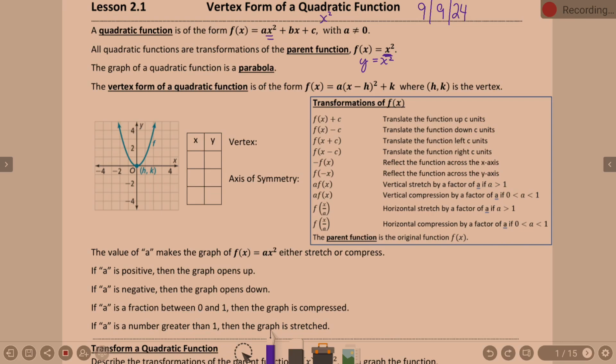And then what we are specifically going to be looking at in this lesson is the vertex form of the quadratic function. Okay, the vertex form of the quadratic function is this right here. F of x equals a times x minus h squared plus k. Notice it says where h, k is the vertex.